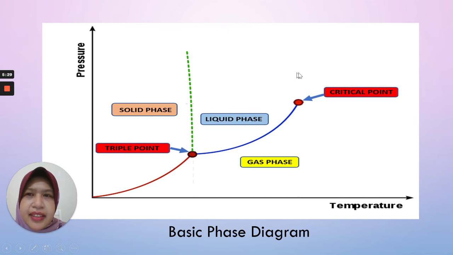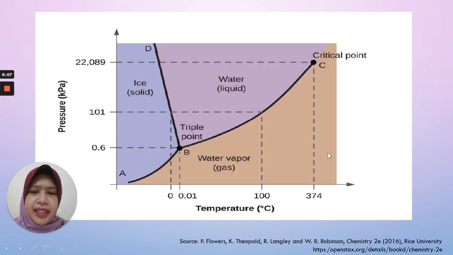Another one is the critical point. Here is the critical point. The critical point occurs at the critical pressure, from the pressure axis, and the critical temperature. You can see the line abruptly ends at the critical point.